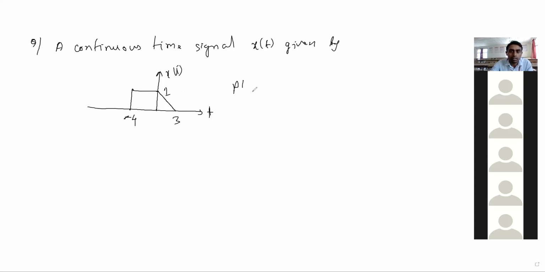This, then plot x of minus 3t plus 5. So all the concepts you should know. Here you can say minus is there. This is very important. This sort of question will come in the exam only. And the concepts are time reversal, time shifting, time scaling. All these concepts you require to solve this question.